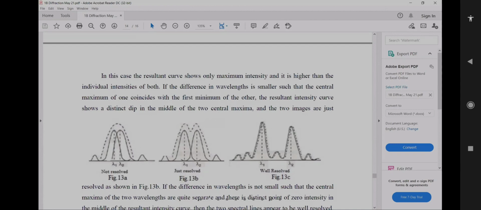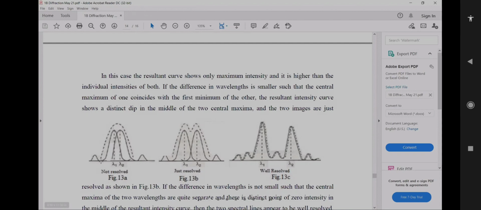So like this. One is lambda 1 and this is lambda 2. What is Rayleigh's criterion here? The central maxima of the first one coincides with the first minima of the second one. So just to resolve, the two appear like this. There is a dip in between those two. If there is no resolution, both coincide like this.